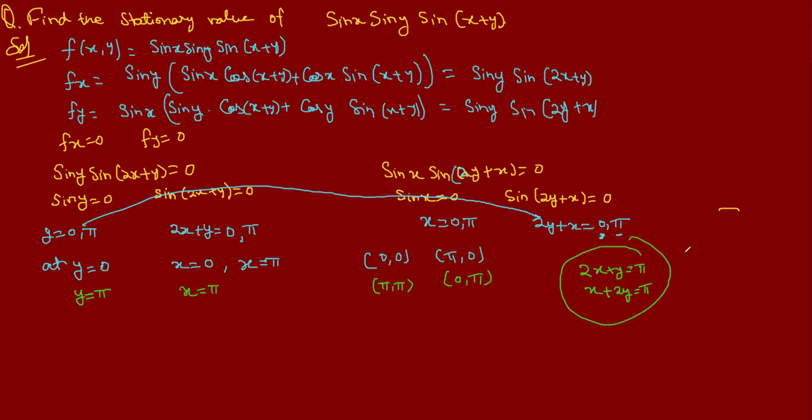So solve this, multiply 2 on both sides. So from here you are getting x is equal to pi by 3, right? Understood? 3y minus 2 pi minus pi is pi. x is equal to pi by 3, 2 pi by 3. y will also be pi by 3. Understood?